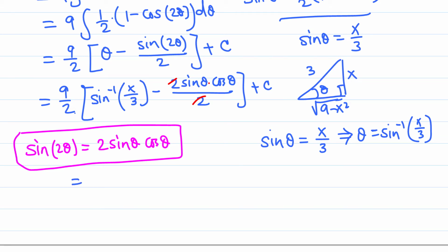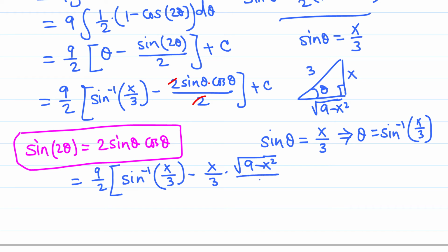So this is 9/2 outside, sine inverse of x over 3 minus sine theta, that is x over 3, times cosine theta, that is square root of 9 minus x square over 3. 3 times 3 is 9, but we cannot multiply inside, it's a radical sign. I would just leave it here, plus c, as the final answer.